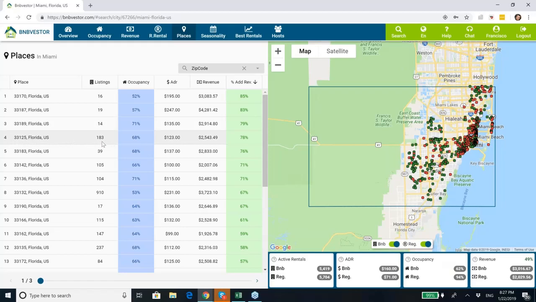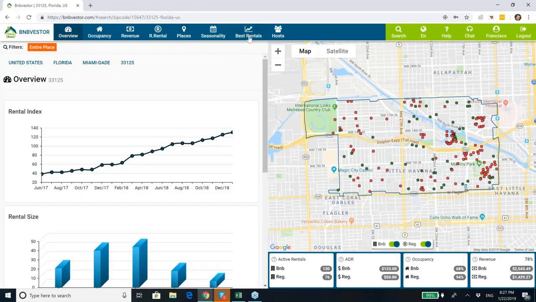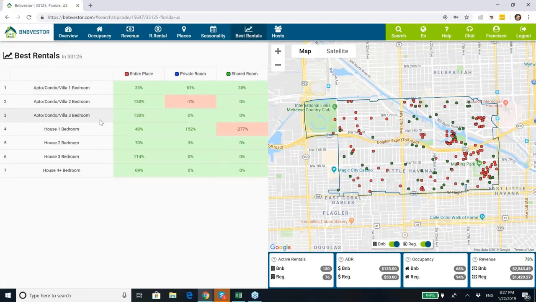Okay? This is the one that tells you what is the highest revenue. And 33125 has 183 listings, 68% occupancy, but it gives you the highest additional revenue, 78%. Yeah, 85%, 83%. If we go to this zip code, we can also find the best rental in that one. And you're going to find, okay, the average of that is 78%, but if you go with a 3-bedroom apartment, it's going to be 130%. Why is 4-bedroom not showing? Because there are no 4 bedrooms to compare. As simple as that. There are no 4 bedrooms in the area. So the highest one is 4 and 2, and it's giving me 130%. And the system will tell you not only that in entire place, which is the one that I'm checking right now, but it will tell you in private room and in shared room.